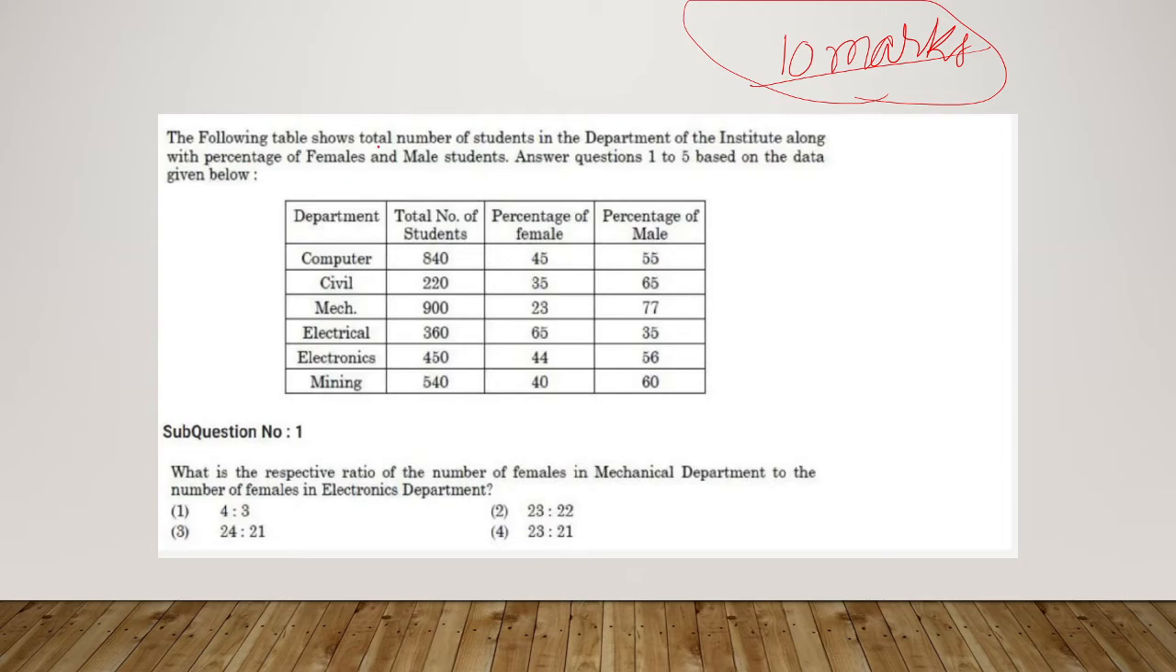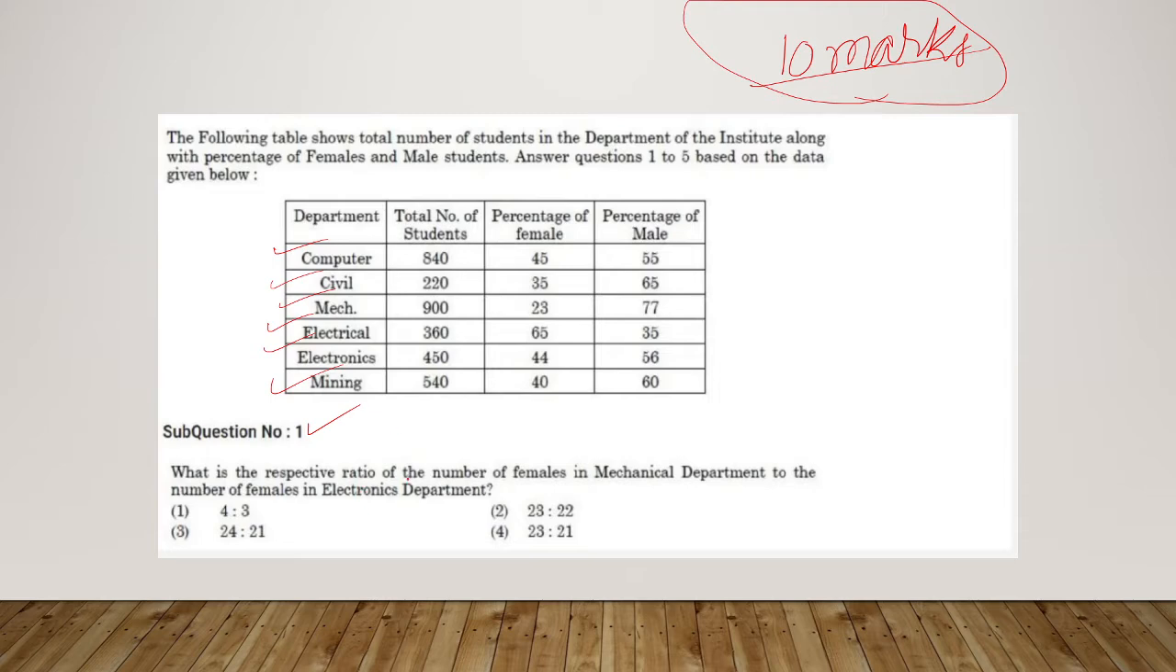One data set is given. The following table shows the total number of students in the departments of the institute along with the percentage of female and male students. Answer questions 1 to 5 based on the data given below. There are 6 departments in a college, the total number of students in each department is given, and the percentage of females and males in that total is given. Okay, now we will see the first question.